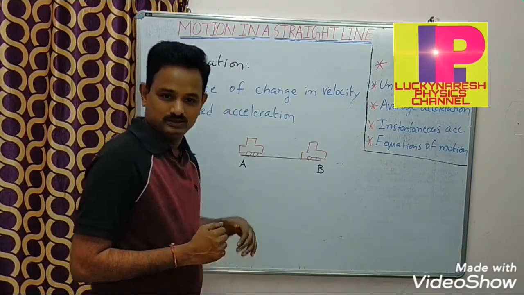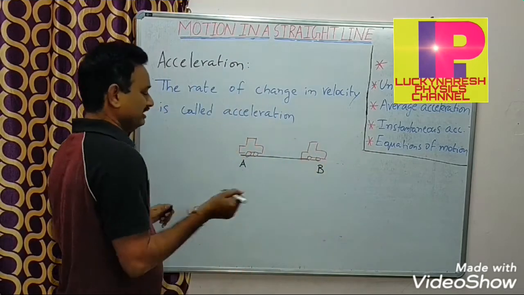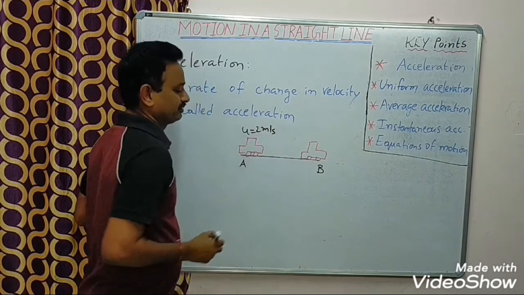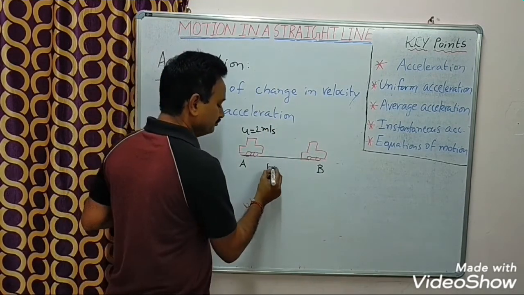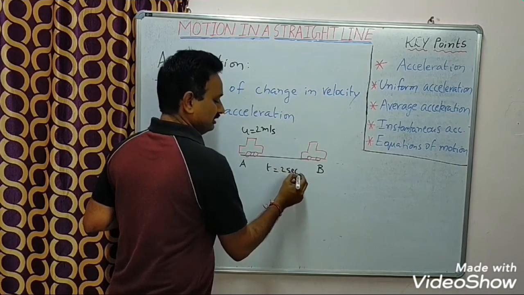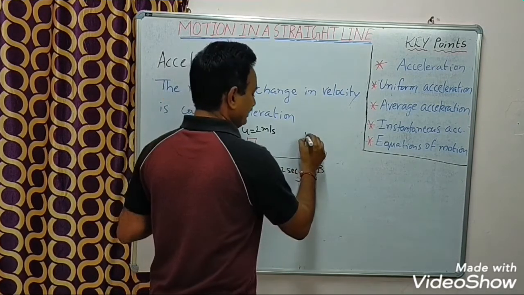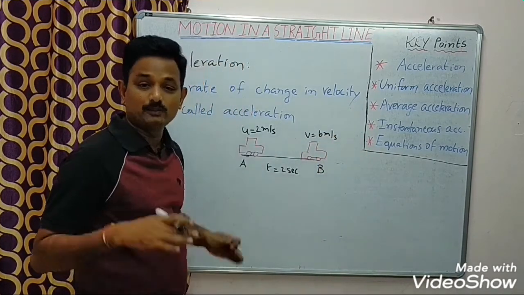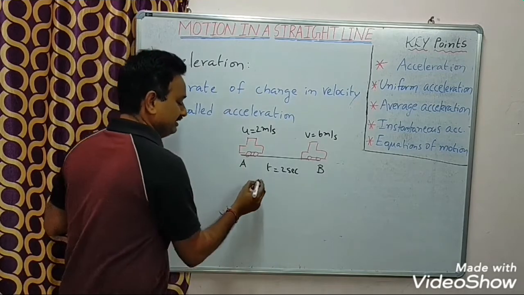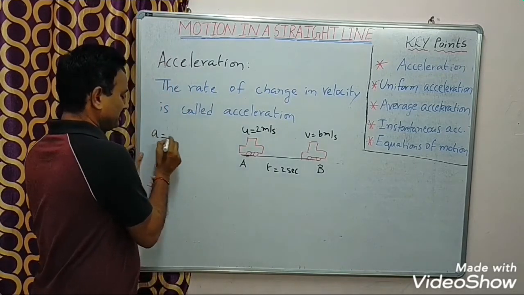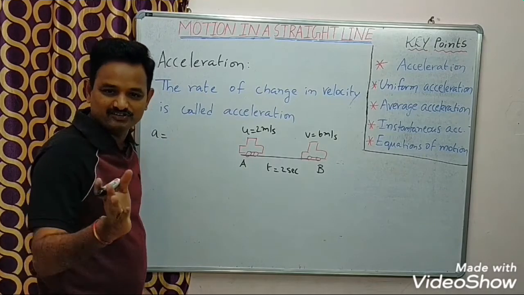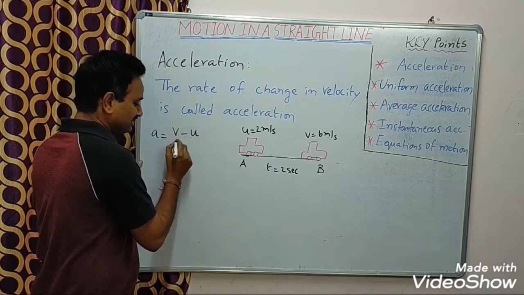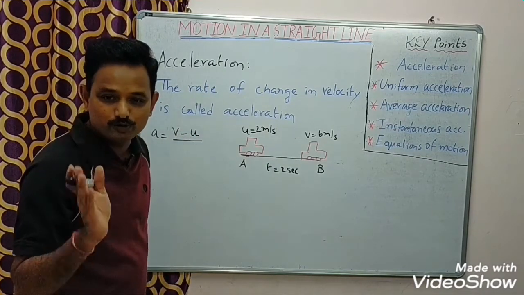For example, look here. A car is moving with initial velocity u equal to 2 meter per second. After time 2 seconds, it gains final velocity v equal to 6 meter per second. Then what about its acceleration? That is the acceleration formula, the rate of change in velocity. Change in velocity means final velocity minus initial velocity, and by rate you have to divide by time.